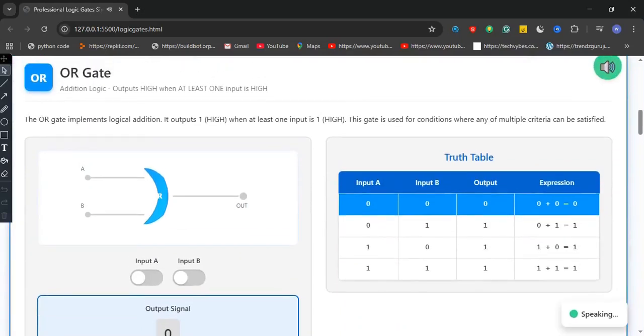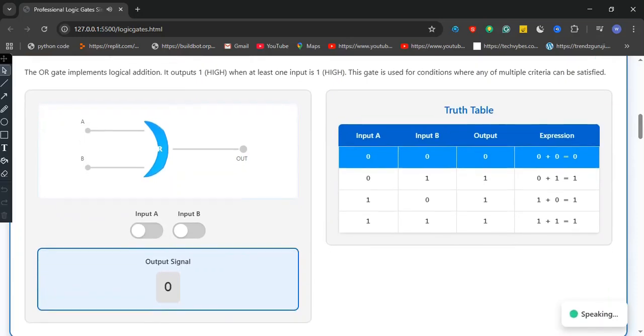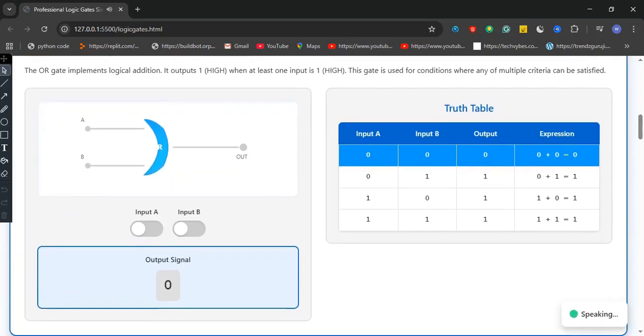OR gate. The OR gate is a basic digital logic gate that implements logical addition. It outputs high or 1 when at least one of its inputs is high or 1. Think of it like two switches where turning on either one will turn on a light.